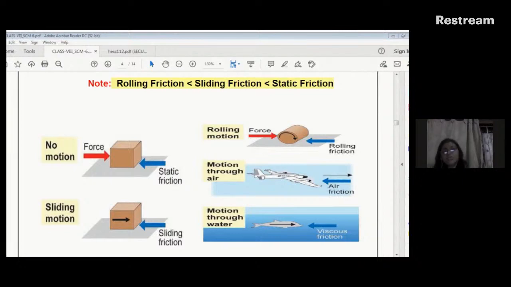Next, we will move on to the advantages of frictional force. What are the advantages?